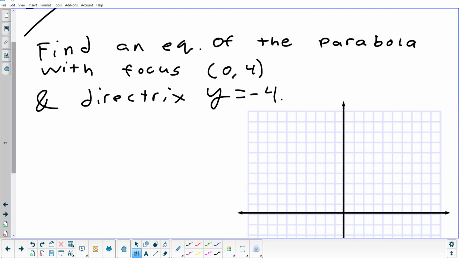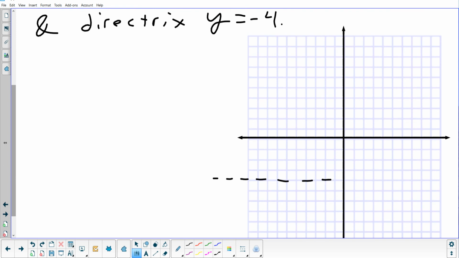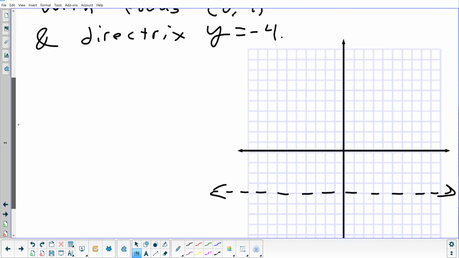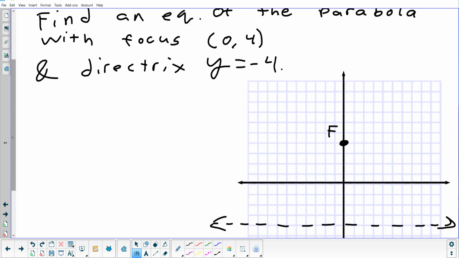So what coordinate is exactly between y equals negative 4, there's your directrix, and the point 0, 4? 0, 0. 0, 0 is right in the middle. Even if they didn't tell you that, which they don't, you can figure it out. All right, so the vertex is 0, 0. I'm just going to write that off to the side because I'm trying to figure out which way it opens so I can get the type of equation that I need.